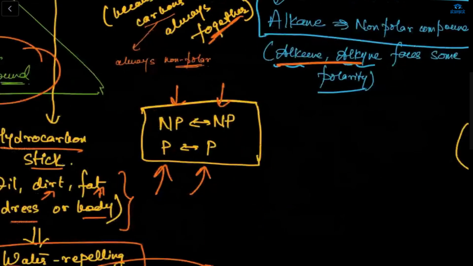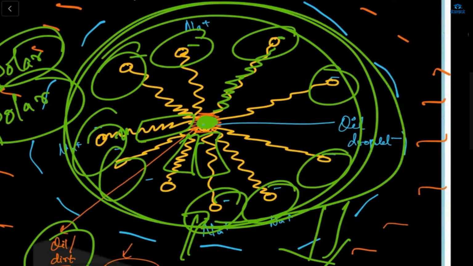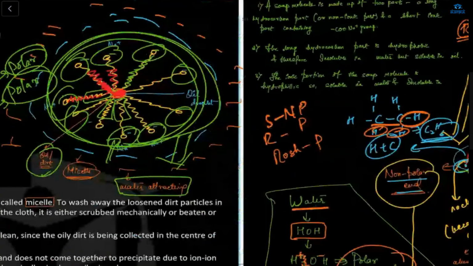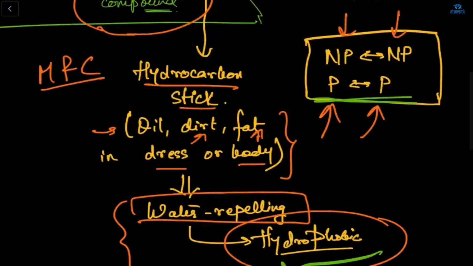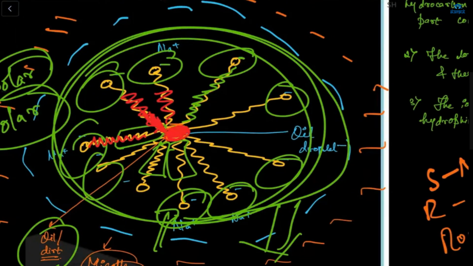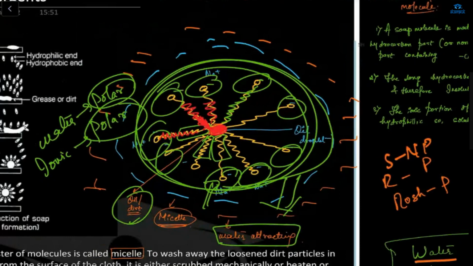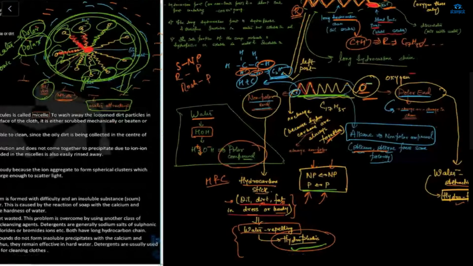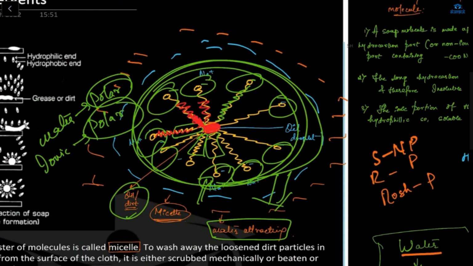Here I wrote that polar will attract polar and non-polar will attract non-polar. These tails are non-polar, and the dirt or oil is also non-polar, so that's why they attract each other. Here I wrote that hydrocarbons stick to the oil and dirt present on your dress or body. In the water, the ionic part of the soap will attract, and the tail part will not. Why? Because the tail is hydrophobic and the ionic part is hydrophilic, polar, and water is also polar.